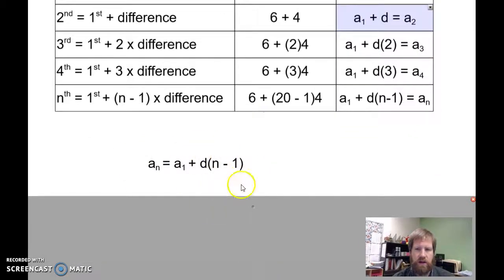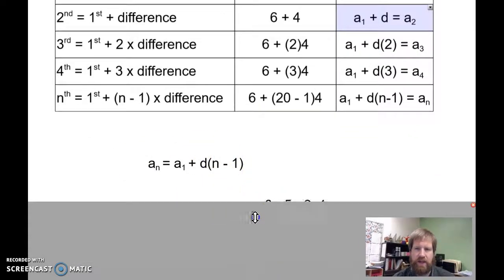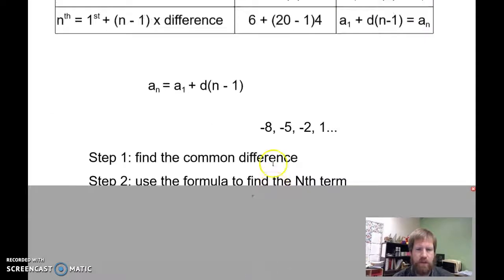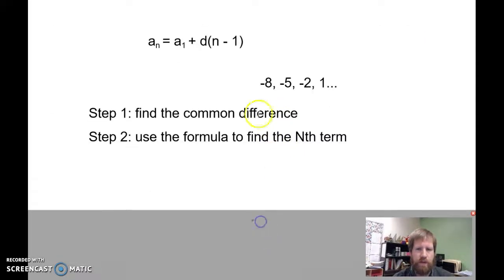And here it is right here, written out just slightly differently. Okay? So now let's do it. So for this arithmetic sequence, we've first got to find the common difference. Even though these are negative, between these two terms, I'm increasing by 3, increasing by 3, increasing by 3. Okay, so my common difference is 3.